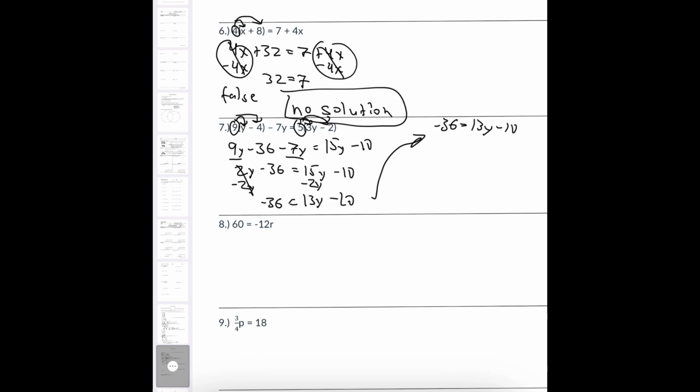From here, I would add 10 to both sides. That gives me negative 26 equals 13y. And then I would divide both sides by 13, giving me y equals negative 2.